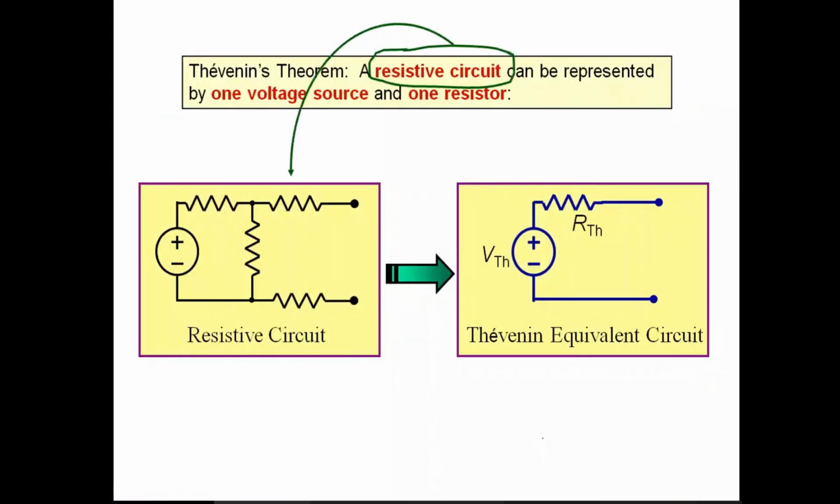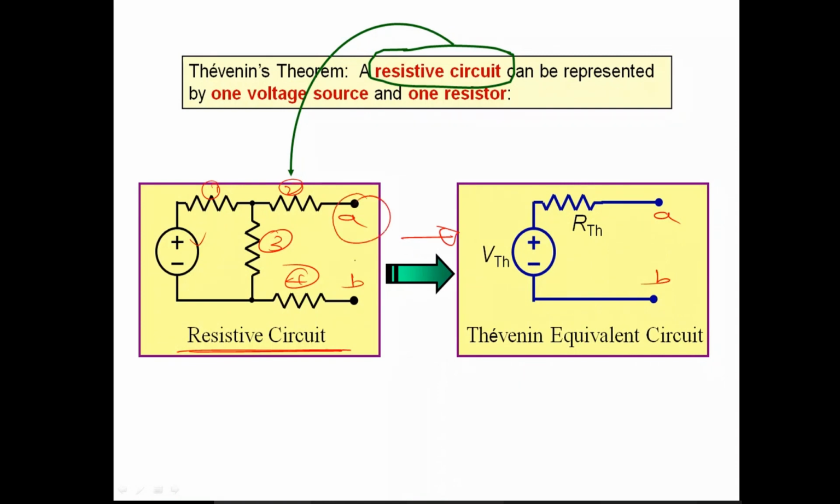So by Thevenin's theorem, a resistive circuit can be represented by one voltage source and one resistance. Look at this: this is a simple resistive network, where you have a voltage source and 1, 2, 3, 4 resistances. This circuit between the terminals A and B can be represented by a Thevenin's equivalent across the same two terminals A and B.